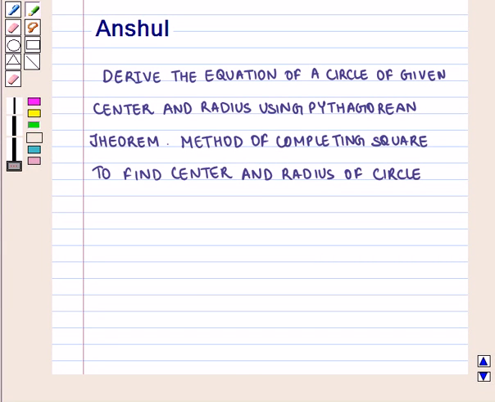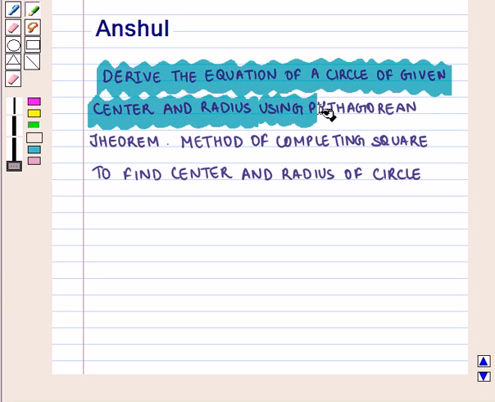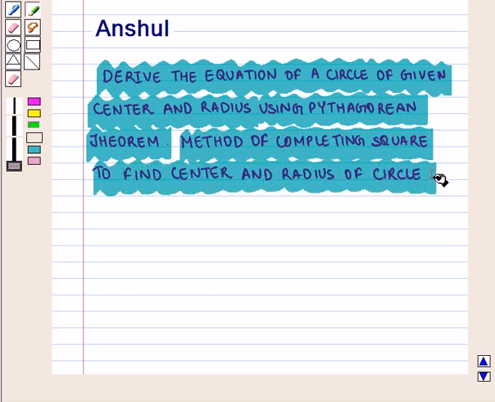In this session, we will derive the equation of a circle of given center and radius using the Pythagorean theorem. We'll also discuss the method of completing the square to find the center and radius of a circle.